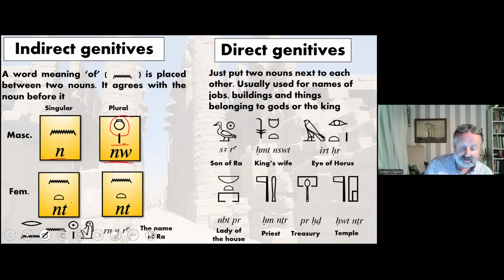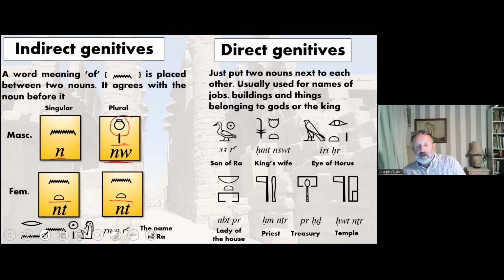The feminine one's the same in the singular and the plural: Net. There are no plural strokes on them, just meaning "of." I see the example at the bottom there: Ren N Ra. Ren is masculine singular, it's got no ending on it, so the word for "of" is just N. Then we've got Ra, so the name of Ra.